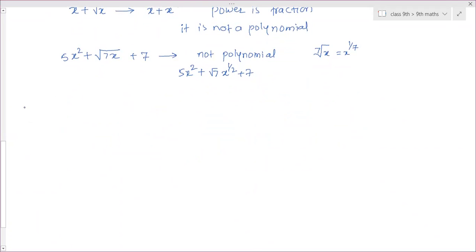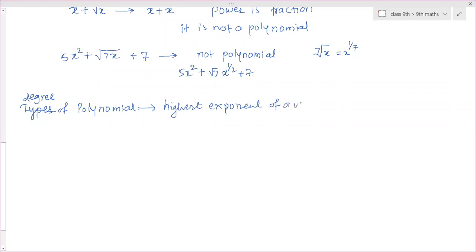Now types of polynomials. Before types of polynomials, we have to learn the degree of a polynomial. The degree of a polynomial means the maximum exponent in that expression, the highest exponent the variable has. The highest exponent of a variable in a polynomial is called the degree of the polynomial.